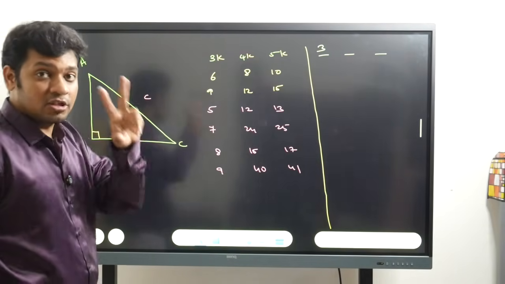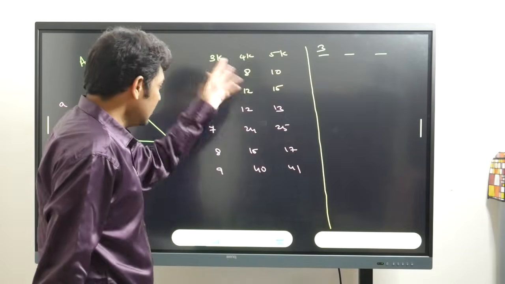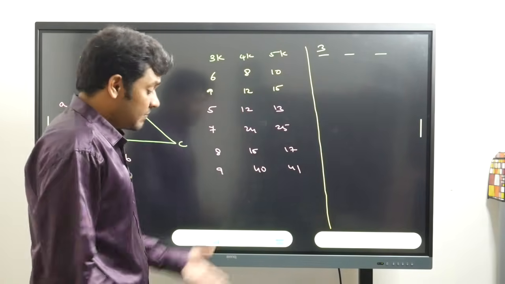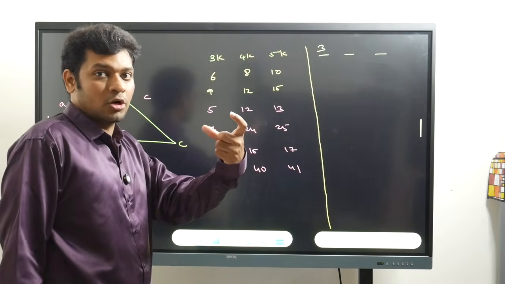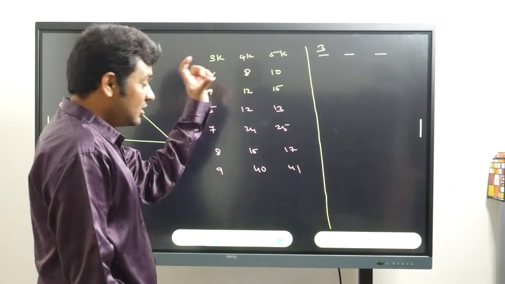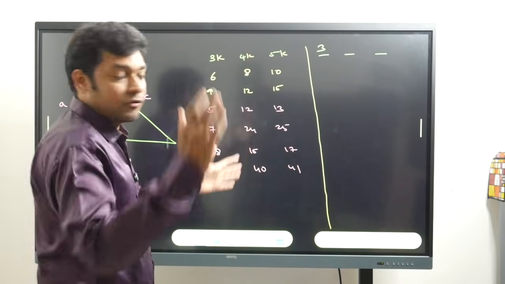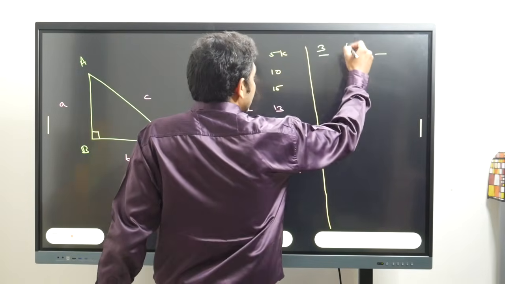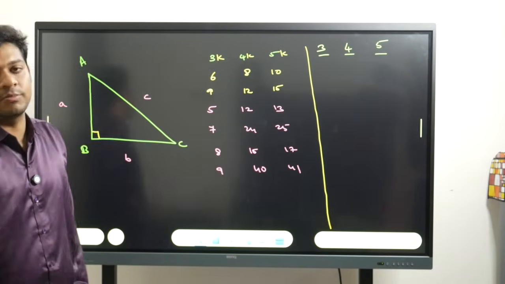If it's an odd number, do this method. Square the odd number. 3 square is 9. Separate 9 equally: 4.5, 4.5. Since those two are non-integers, take the 0.5 to the next number, so 4 and 5. So 3, 4, 5 will be a Pythagorean triple.